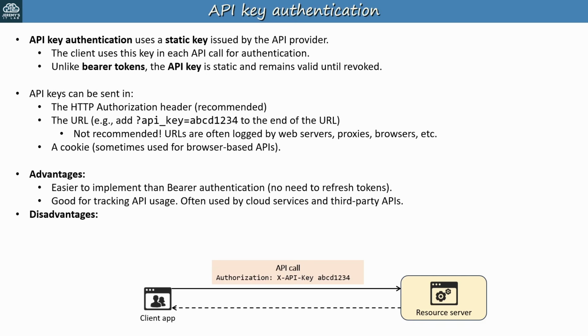The API provider can assign a unique key to each customer, and then easily track each customer's usage by tracking the key used in each API call. Because of this, API keys are often used in cloud services and third-party APIs. If you're wondering what a third-party API is, think of a developer that builds a chatbot app that uses ChatGPT. The end users are the first party.